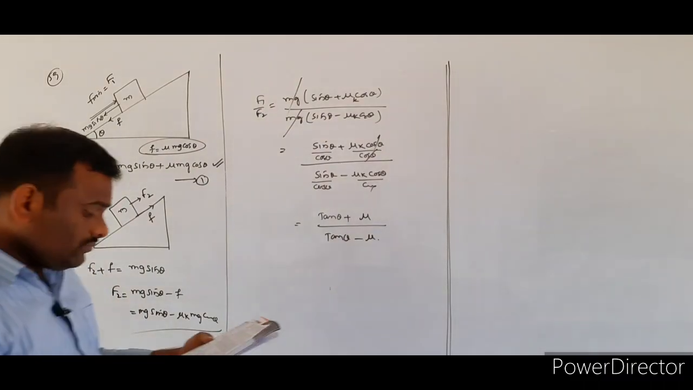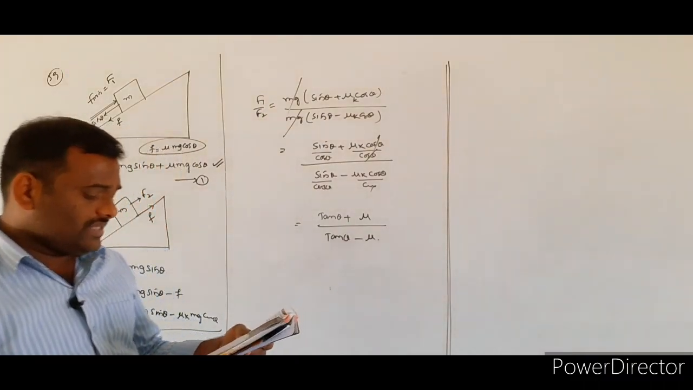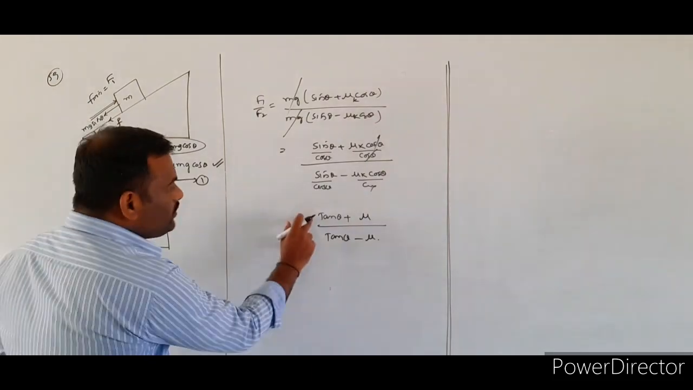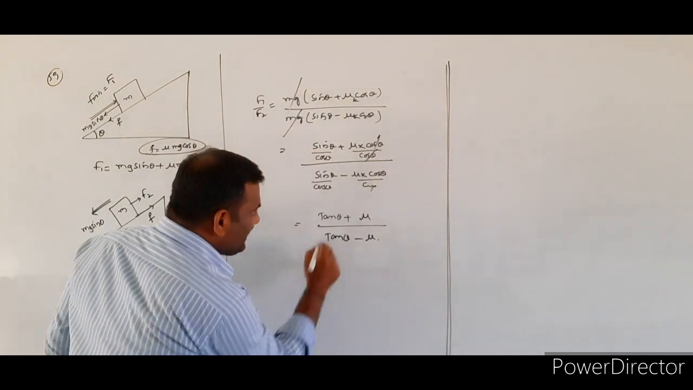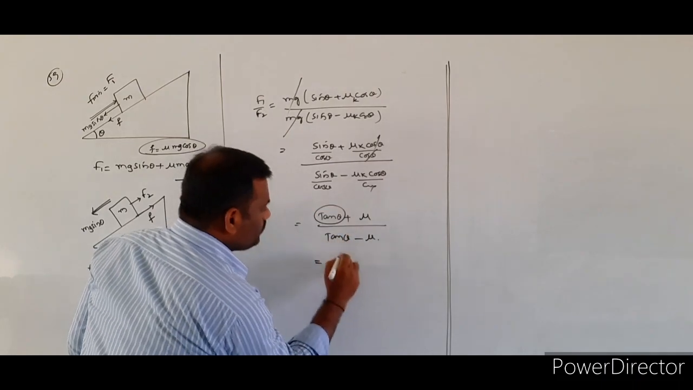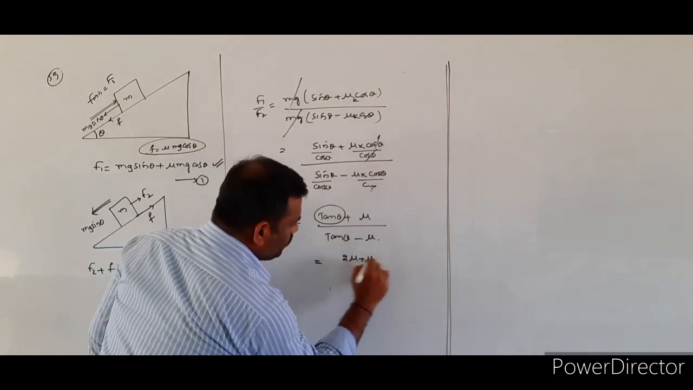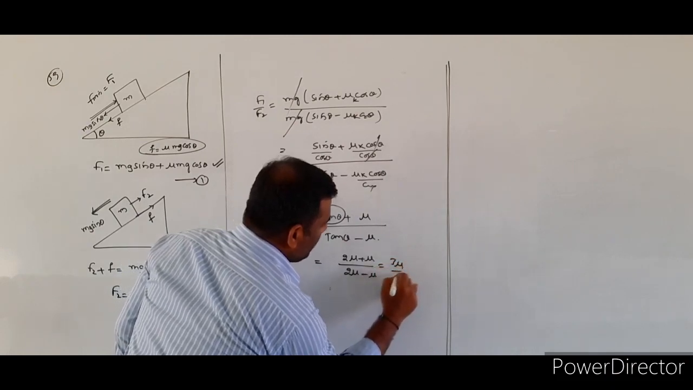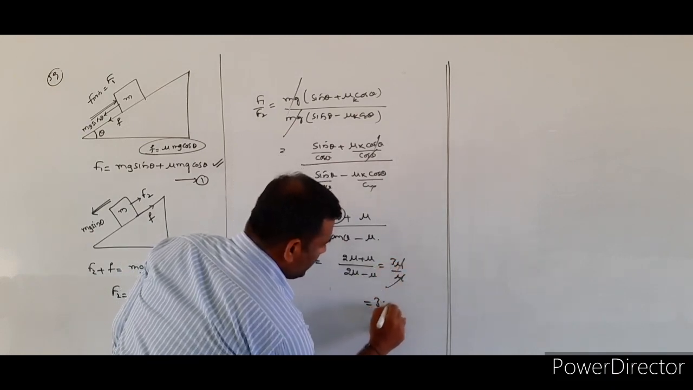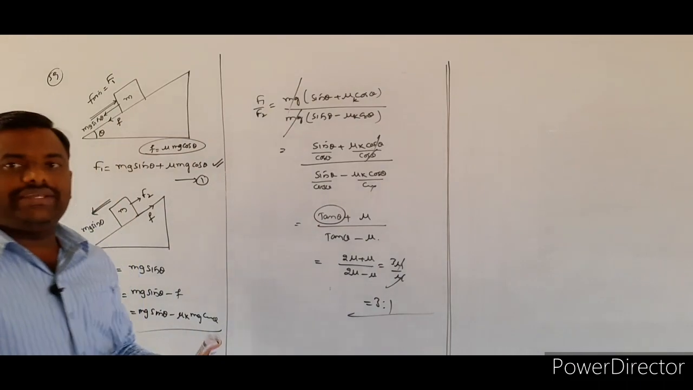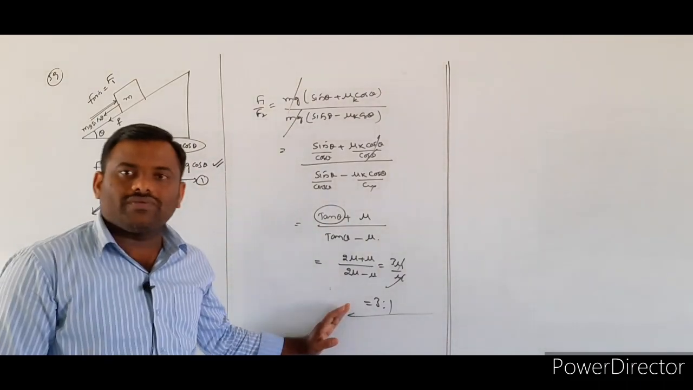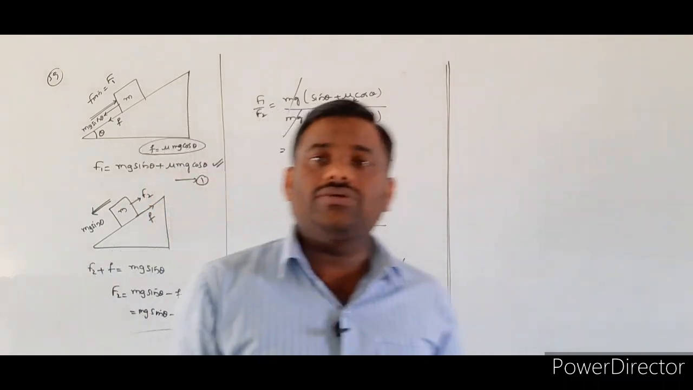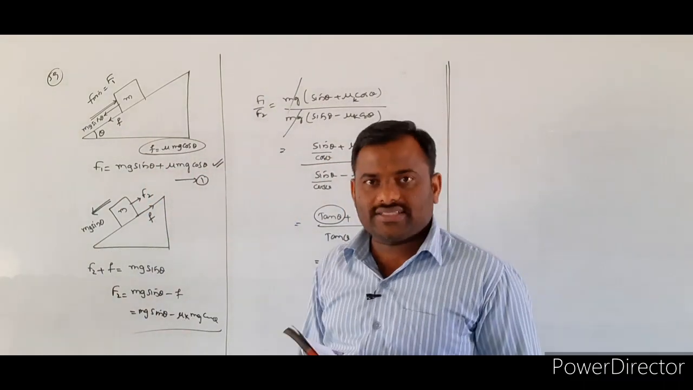Now what is given? Tan theta is equal to 2 mu, they told. Tan theta value is equal to what? 2 mu. If tan theta is equal to 2 mu, then 2 mu plus mu by 2 mu minus mu, 3 mu by mu. So this ratio value is equal to 3:1. That ratio value is equal to what? 3:1. So with simple basics, we have to understand what the problem is asking.